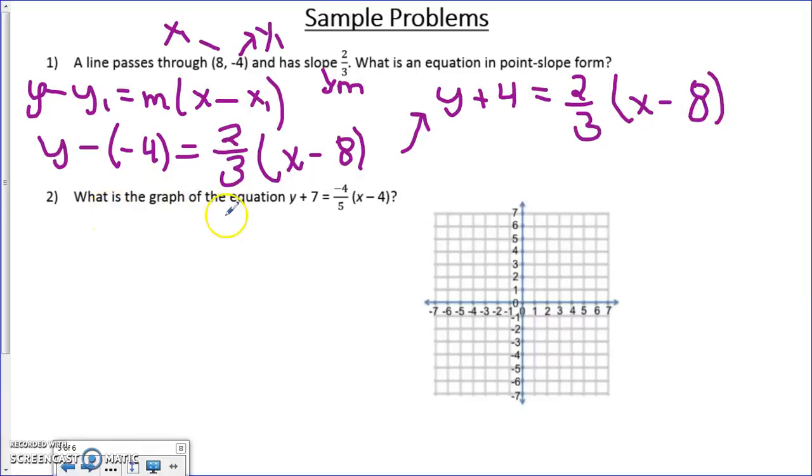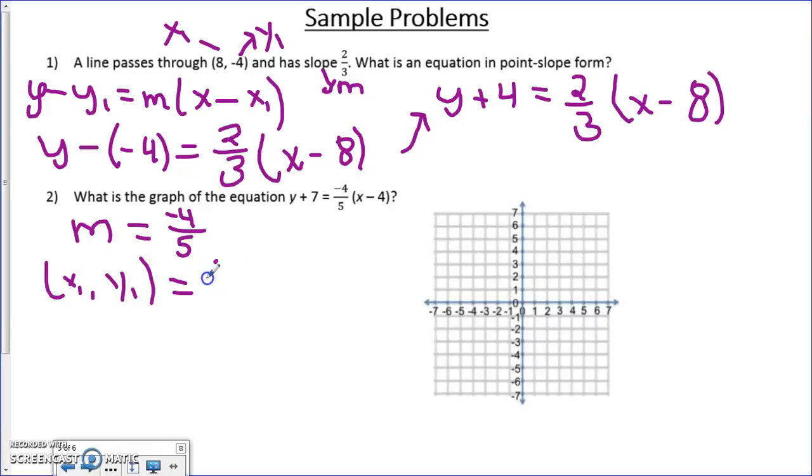Number 2, what is the graph of the equation y plus 7 equals negative 4/5 times x minus 4? So we have to look for the slope, and we have to look for the point, x1, comma, y1. Well, the slope is pretty simple to identify. The slope is going to be negative 4/5. Now let's look for the point, x1, y1.